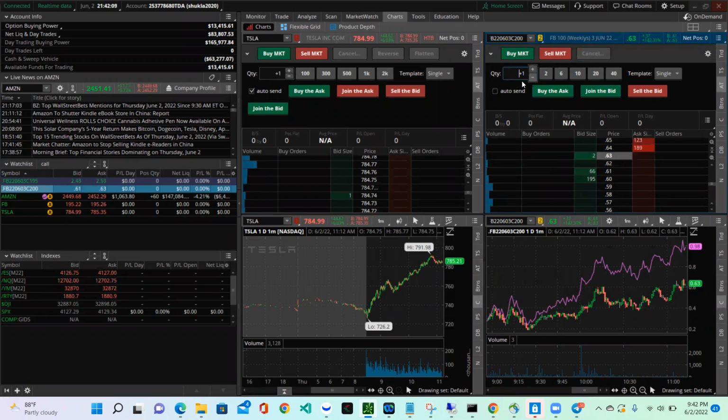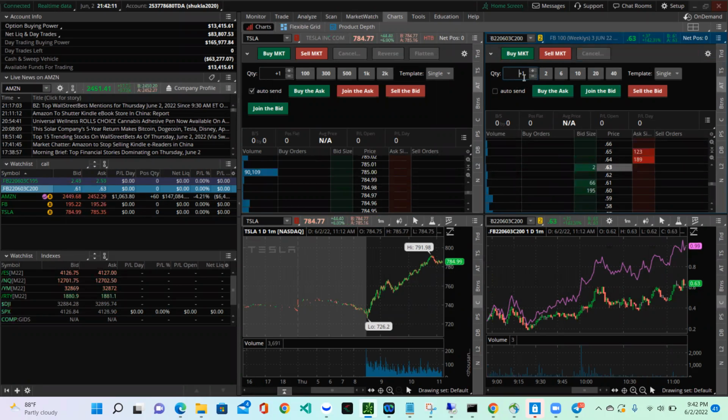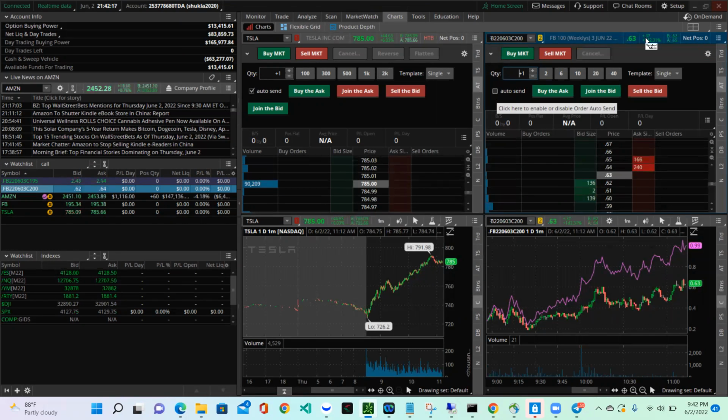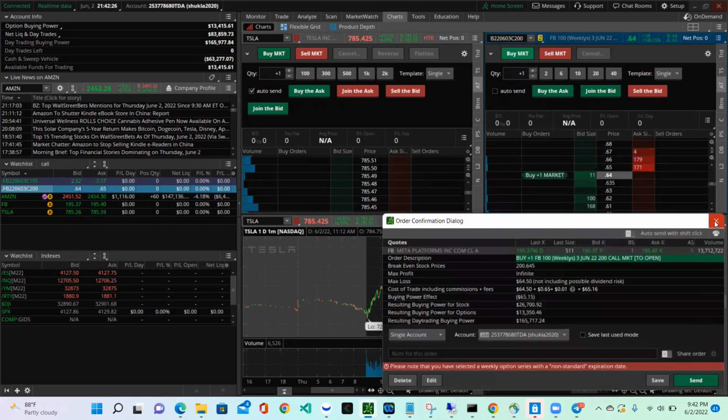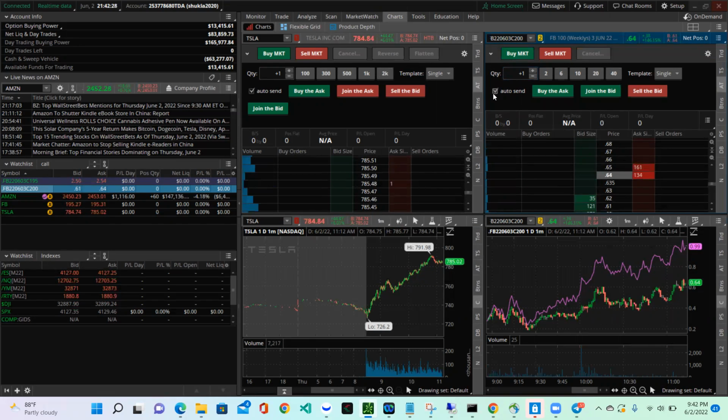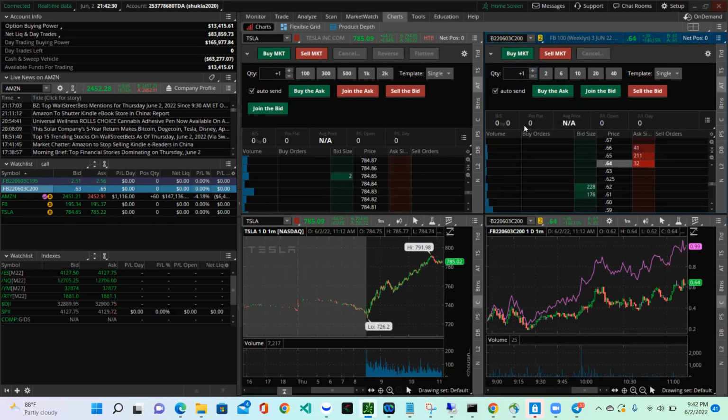So what we're going to do is just one trade, and this auto send button. If you want to do a very quick trade, you just enable this, and it doesn't ask for confirmation. If you don't enable this and I say buy market, I will get a confirmation screen like this. But I'm going to do a quick trade here. Okay, so watch, right now it says 0.